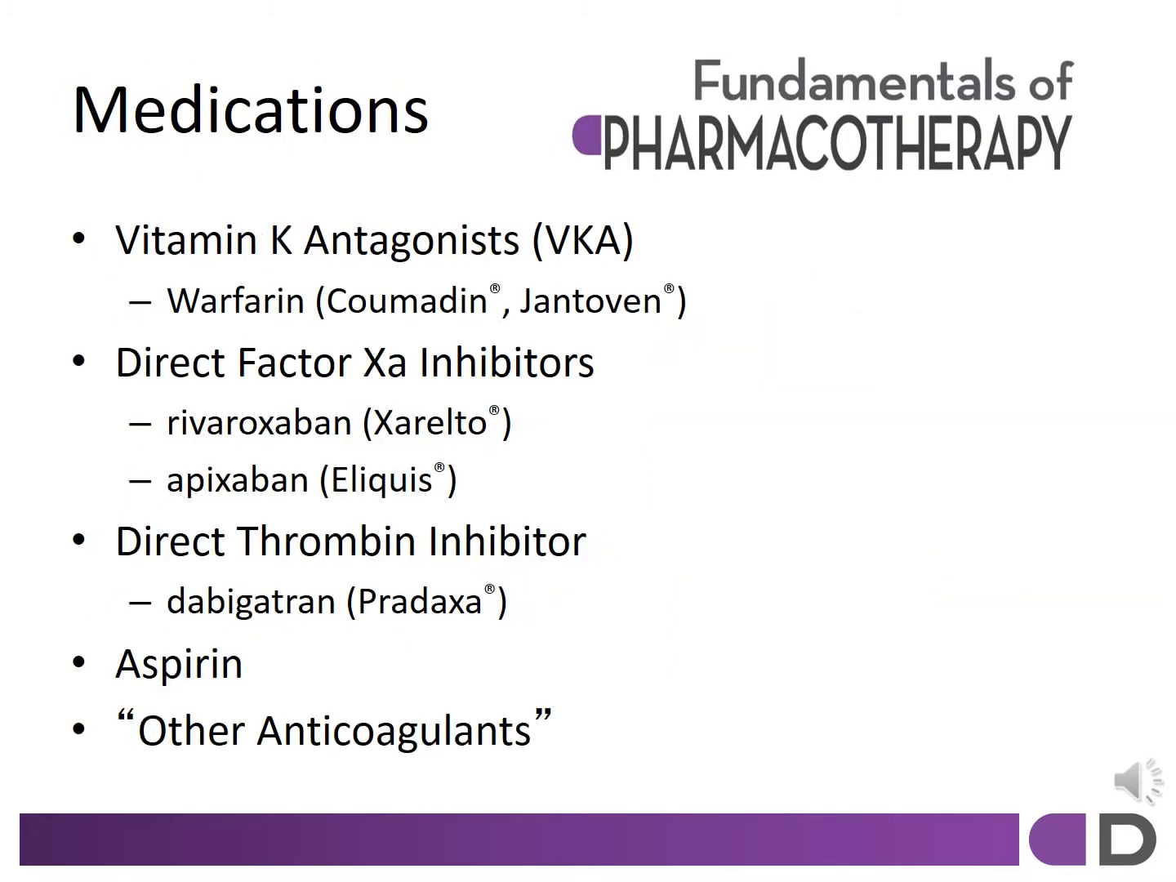These are the different classes of agents used to prevent clot formation. The first, and most common, is warfarin, which goes by the brand name Coumadin or Jantoven. Then we have newer agents like Xarelto and Eliquis, both of which are direct factor Xa inhibitors, and Pradaxa, which is a direct thrombin inhibitor. Aspirin is also used for clot prevention, and then we'll also discuss a few other anticoagulants used for clot prevention as well.